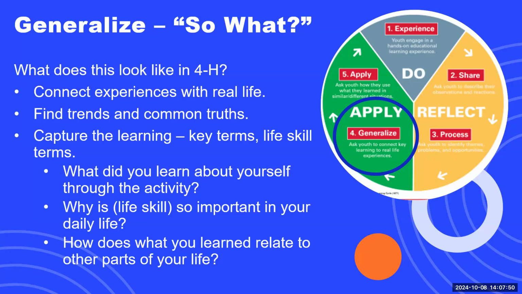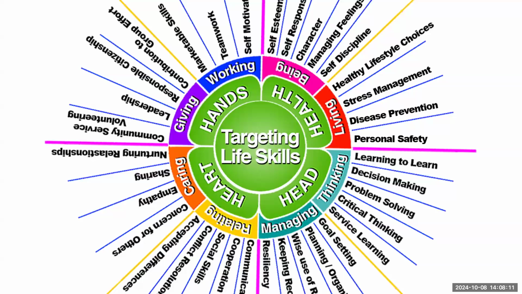The so what might be found in connecting that with real life. What does that really mean to me? Finding trends or common truths within the experience, and then capturing key terms or life skill terms. What did you learn about yourself? What life skill is important to you? You want to use the life skill wheel, or ask what you learned related to these parts of your life. This is the Iowa model. It was developed in Iowa, but I'm sure lots of us have seen it, hang it on our wall, or talk about it. Having this in mind during the generalization, and giving leaders and kids the opportunity to really think about the so what they learned through the experience, can be really beneficial.